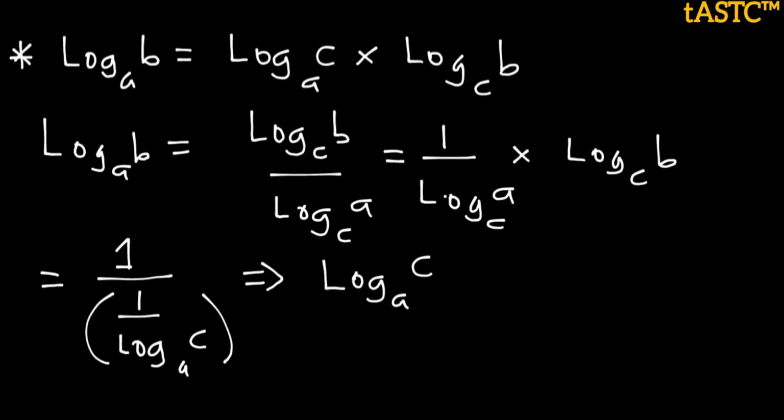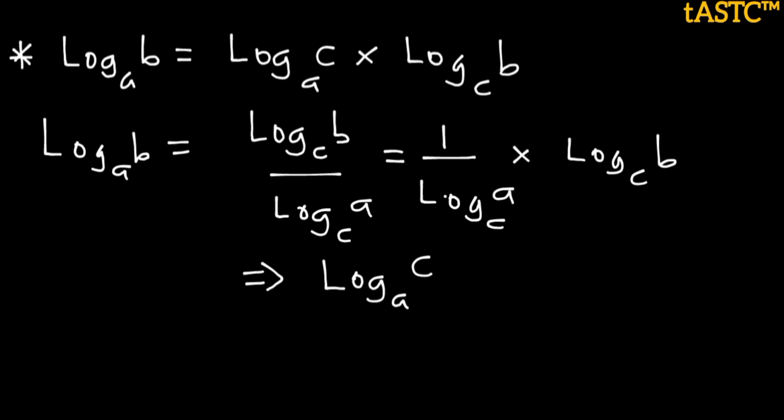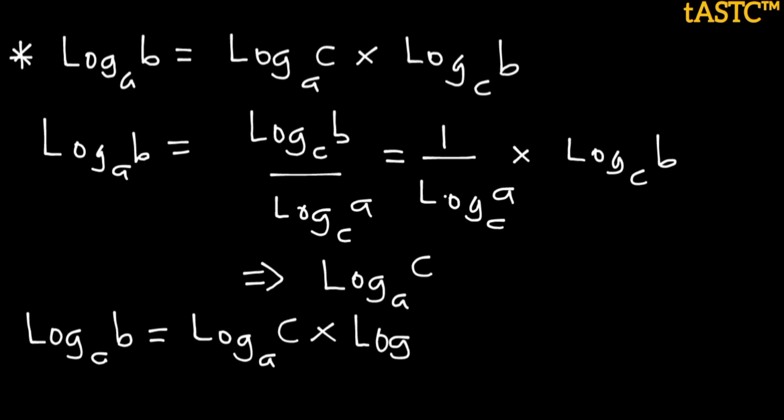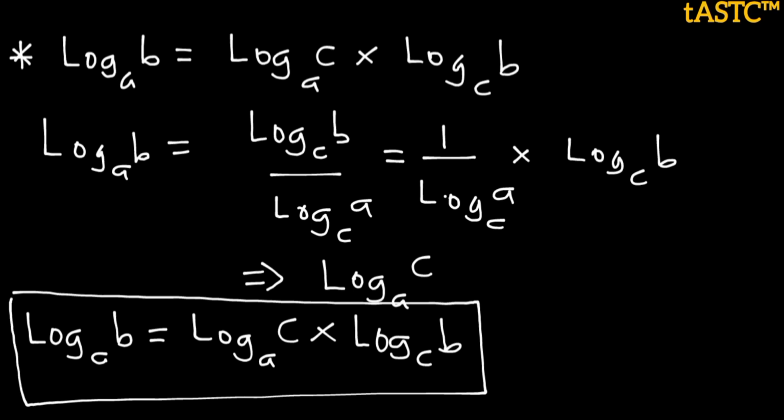So this is what I'm going to do. I know that this stuff is here, and now we're going to have a log to the base a of b, and on this side we're going to have a log to the base a of c. Now that will be multiplied by log to the base c of b, and this is basically it. That is what you got.